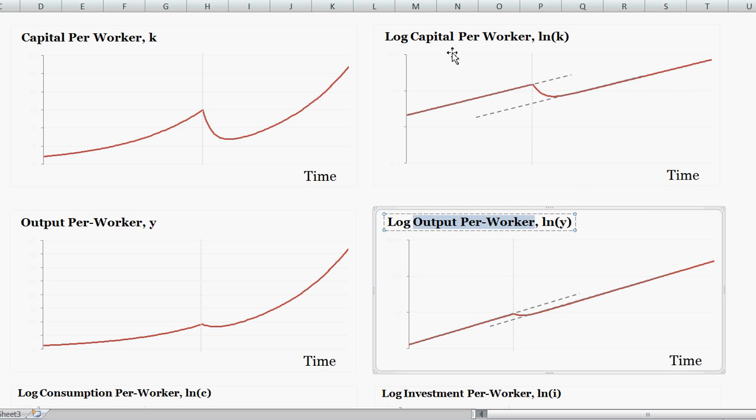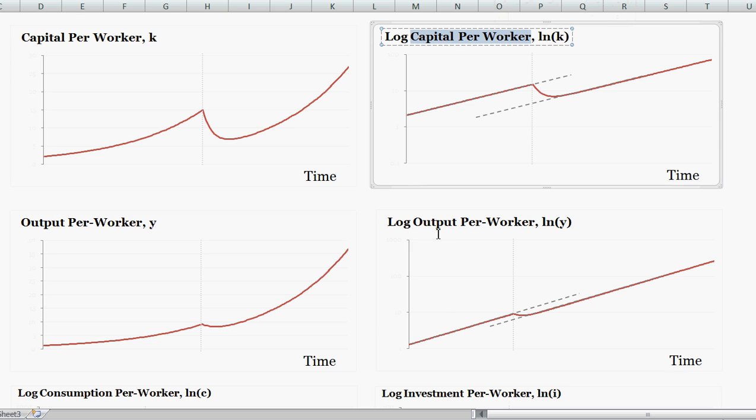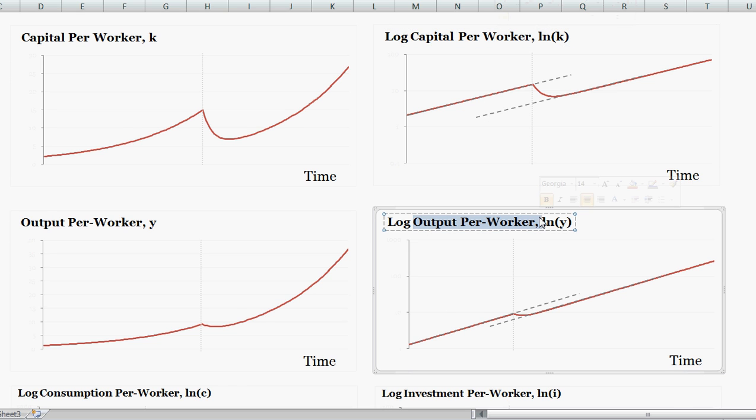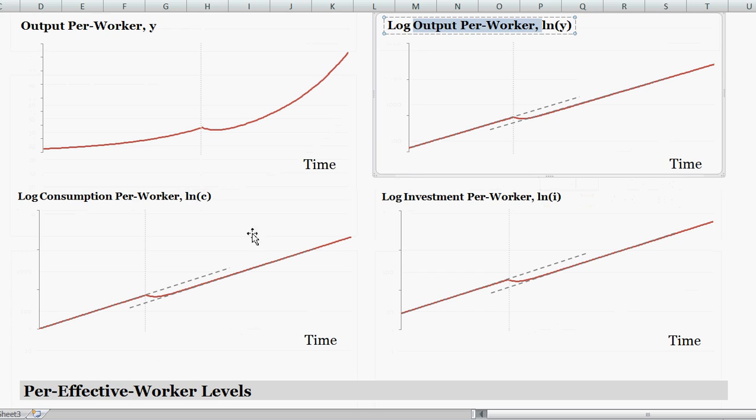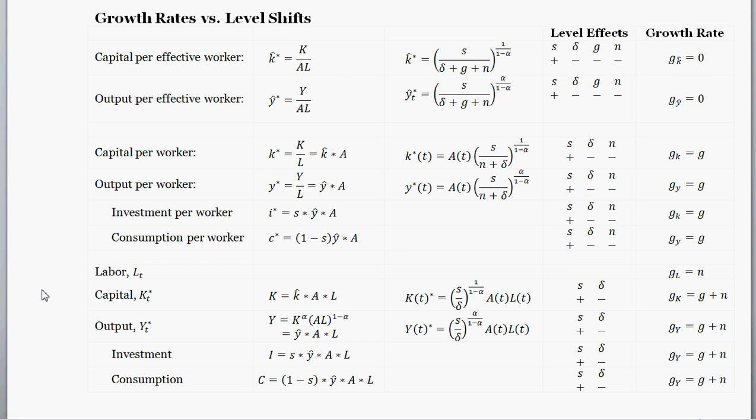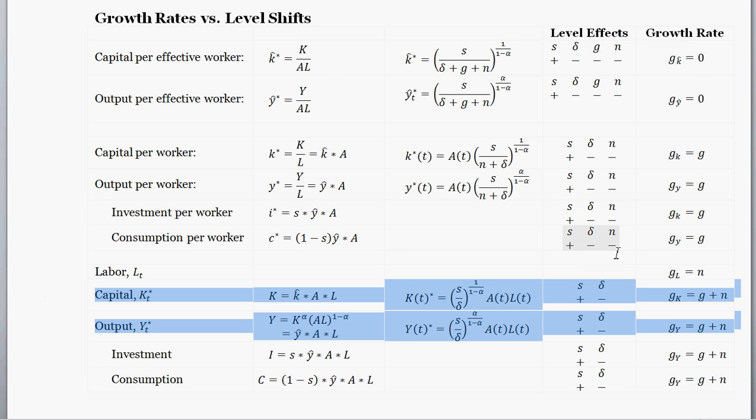Output per worker is just a function of capital per worker, so you get essentially the same kind of process going on there. And then in this case, consumption and investment per worker follow the same process. So let's look at aggregate levels. What defines aggregate levels of capital and output? Well, we see that the level effects are savings and depreciation, but then the growth rate of capital and the growth rate of aggregate output are defined by the growth rate of technology, G, and the growth rate of population, N.